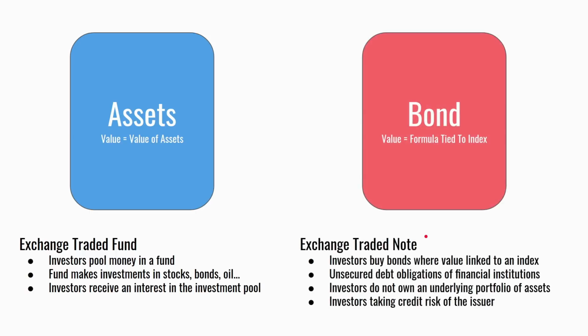An exchange-traded note is quite different. It's issued by a financial institution, and in fact, it's just a bond. In effect, you're just lending money to a bank. However, the principal of the bond is tied to an index via a formula. So that might be the price of oil, or it could be the value of an equity index. Now notice that it's an unsecured debt obligation, or an unsecured bond. That's because it's not tied to any assets in particular.